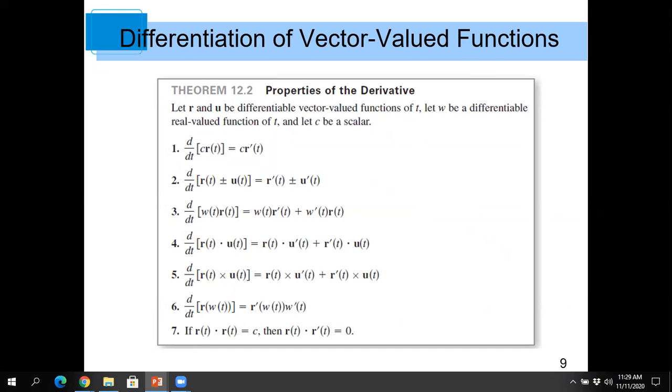If you have a w of t that is just a scalar function times a vector valued function, you basically can apply the product rule, okay? It's going to be w of t times r prime of t plus w prime of t times r of t. Now, here's what's kind of weird.